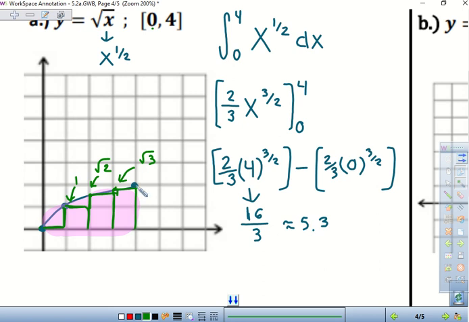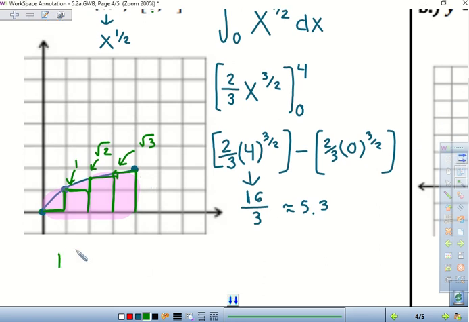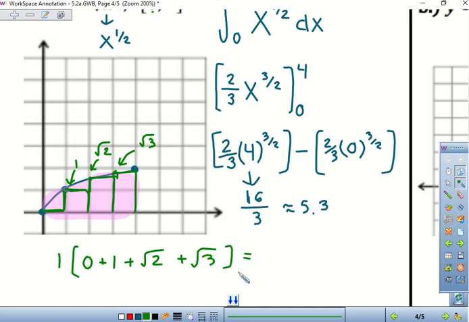Now, why do we not care about this height right here? Because I'm using LRAM, the last one's never going to come into play, right? So the width, as we said, is 1. So it's going to be 1 times 0 plus 1 plus the square root of 2 plus the square root of 3, right? We're going to do that mathematically.